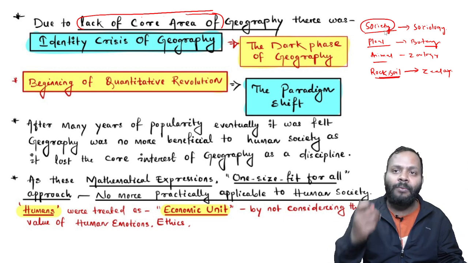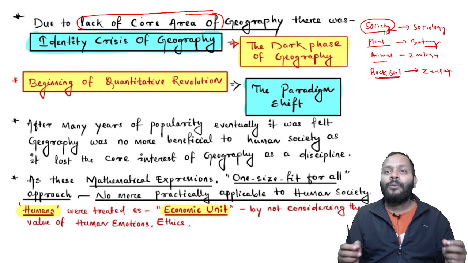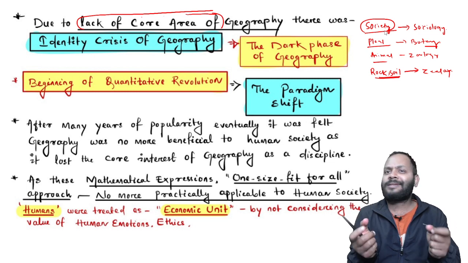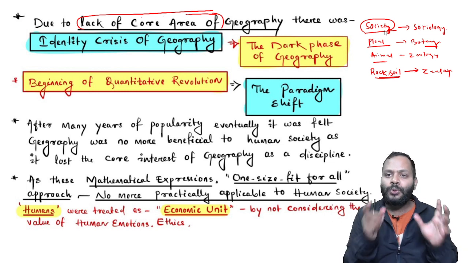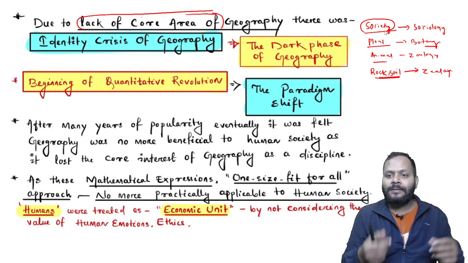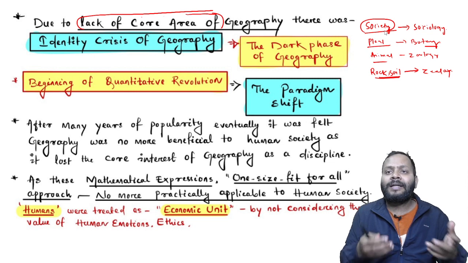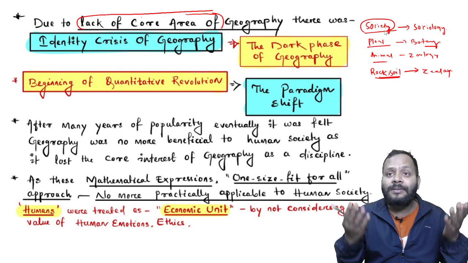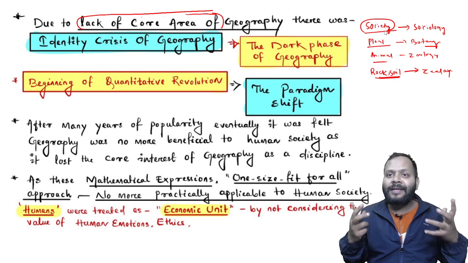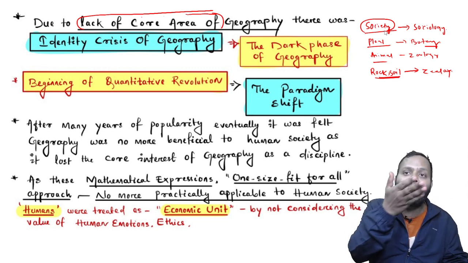In simple words, if one asks what the objective or sole purpose of the subject is, the answer is very simple. Sociology gives this, botany gives this, geology gives this, anthropology gives this. But if someone asks what geography gives, I am speechless. We do not have any core area of inquiry so that we can answer what exactly geography is.